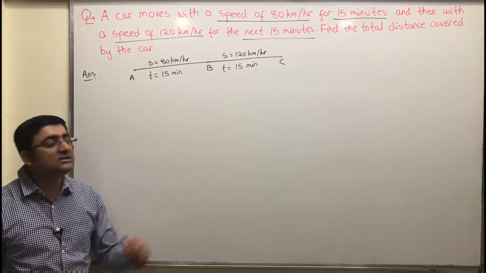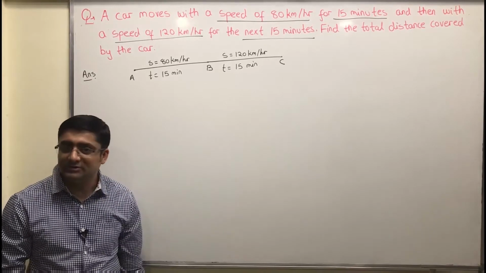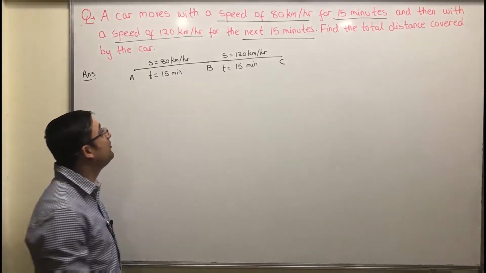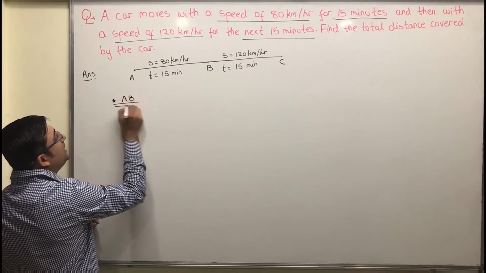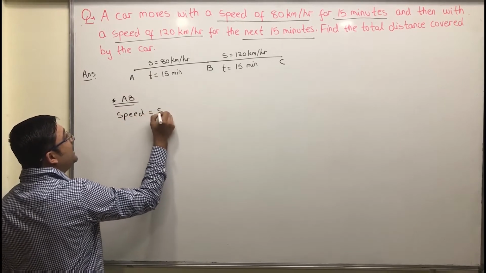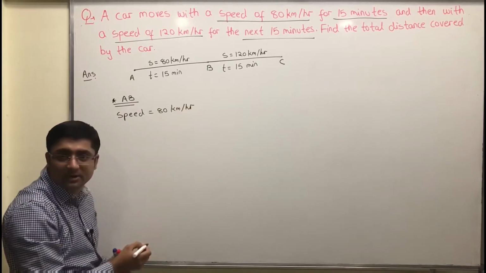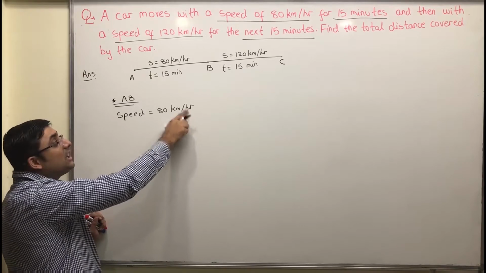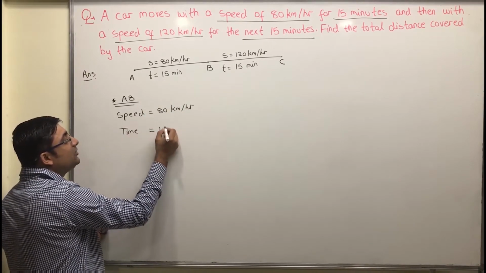So what is the total distance covered by the car? Distance from A to B plus distance from B to C. So I've already drawn my figure and written down the information. Now we'll apply the formula. First we'll talk about AB. In AB, write down what is given to you. Speed is given to us as 80 km per hour. Now because speed is in kilometer per hour, that means distance has to be in kilometers and time has to be in hours. But time is given to me in minutes, so we have to convert to hours.